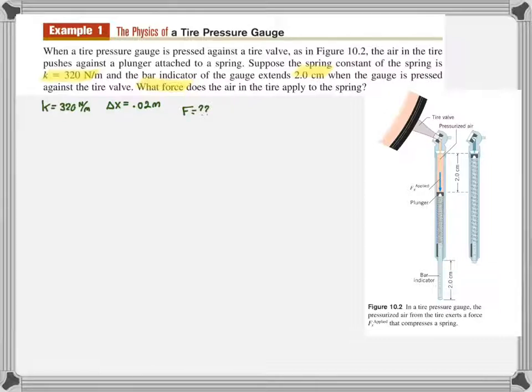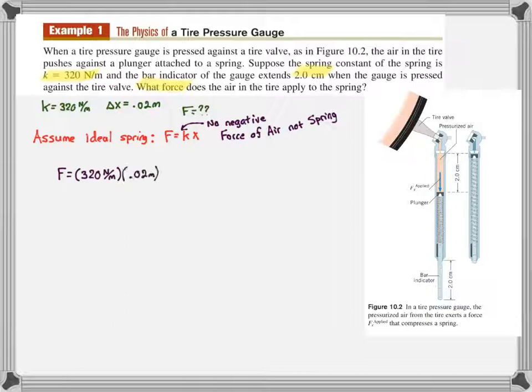Now, they don't specifically say it, but we're going to assume that this is an ideal spring, which means it's going to obey Hooke's law, which says force is equal to kx. Once we make that assumption, it's just plugging in. We don't have a negative number here because they're asking what is the force applied, not the force of the spring. And technically the force applied is pushing down, so we're just calculating the magnitude anyway. We just put in our constants. We have 320 times 0.02, and the force applied by the air pressure on the spring has to be equal to 6.4 newtons. Not bad.